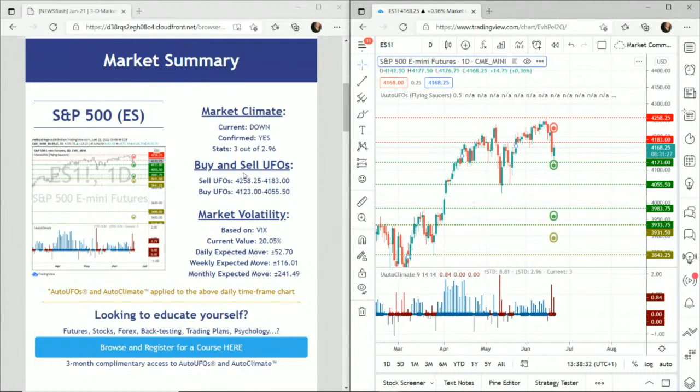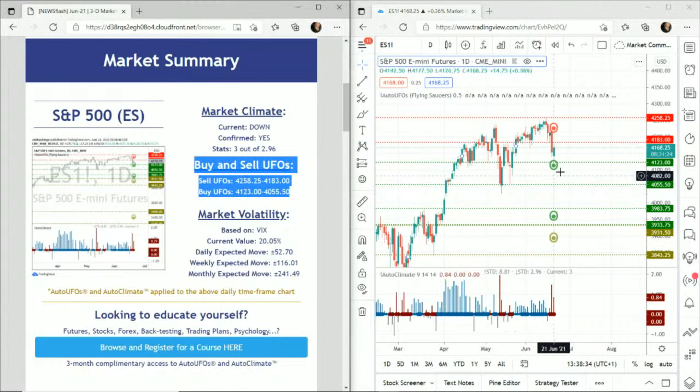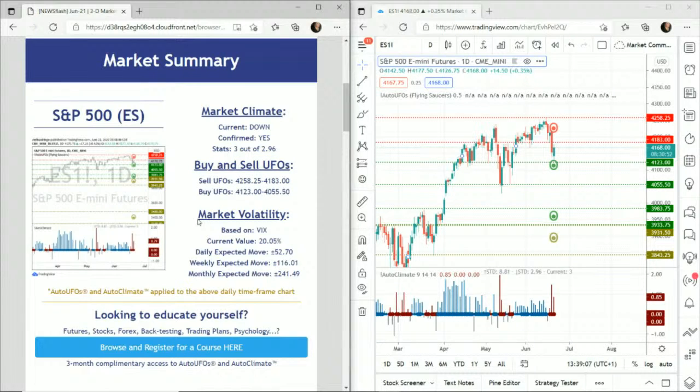And perhaps that may happen here as well, because as we see, we have a stack of buy orders just here. So coming to the buy and sell UFOs, we have buy orders just here between 41.23 to 40.55.50. And if price were to hit the stack of buy orders, we would expect it to go up from there. And we have sell orders just above us though at 42.58.25 to 41.83. Again, if price were to hit the stack of sell orders, we would expect price to come down. Overall, probability to the downside here with the S&P. We've got a confirmed downwards climate and we have sell orders closer by. So overall, probability down here with the S&P.